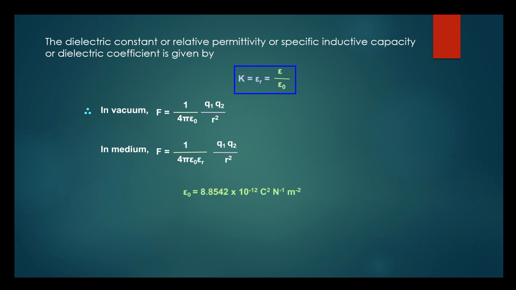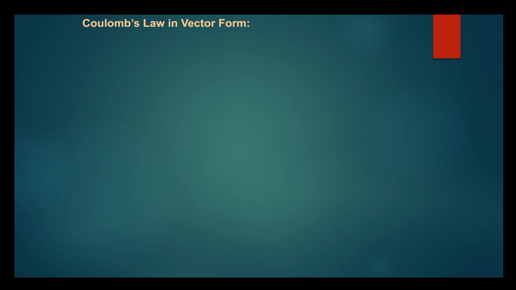where the value of epsilon naught, the permittivity of free space, is equals to 8.8542 into 10 to the power minus 12 Coulomb square per Newton per meter square. And if we find out the value of 1 by 4 pi epsilon naught, it comes out to be 8.9875 into 10 to the power 9 Newton meter square per Coulomb square, but we write them as 9 into 10 to the power 9 for all numerical values. The numerical value of 1 by 4 pi epsilon naught is taken as 9 into 10 to the power 9 Newton meter square per Coulomb square.